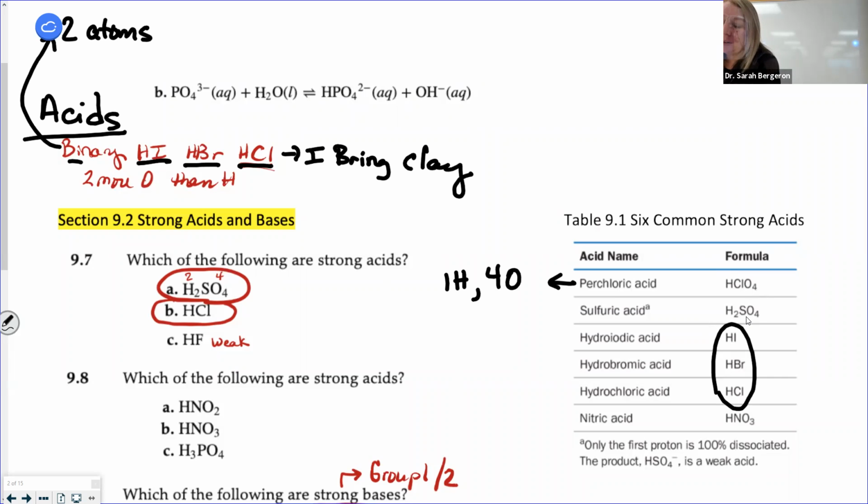Okay, sulfuric acid, how many hydrogens? I have 2 hydrogens, and how many oxygens? 4, if I could read. So if I have 4 oxygens, that is 2 more than the 2 hydrogens. So that checks out, right? Okay, my last one. Nitric acid. I have 1 hydrogen and how many oxygens? Do I have 2 more oxygens than hydrogens? Yes, so it's strong.